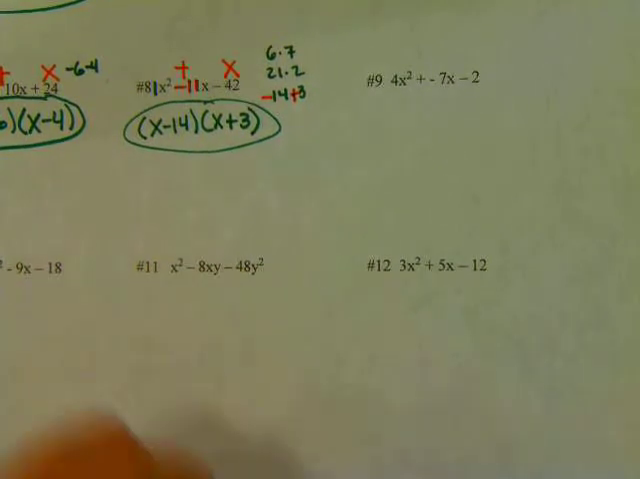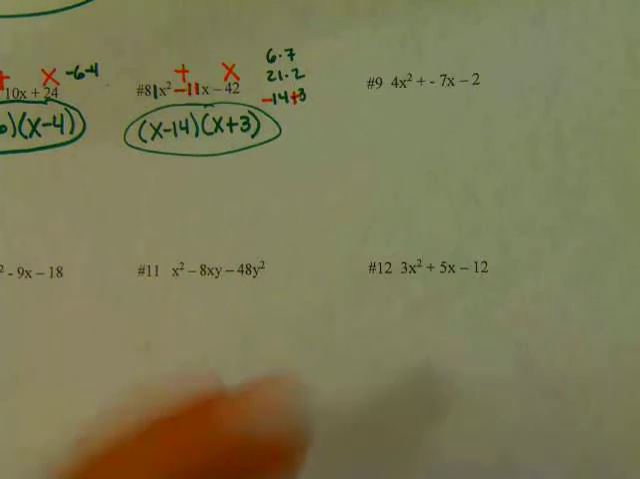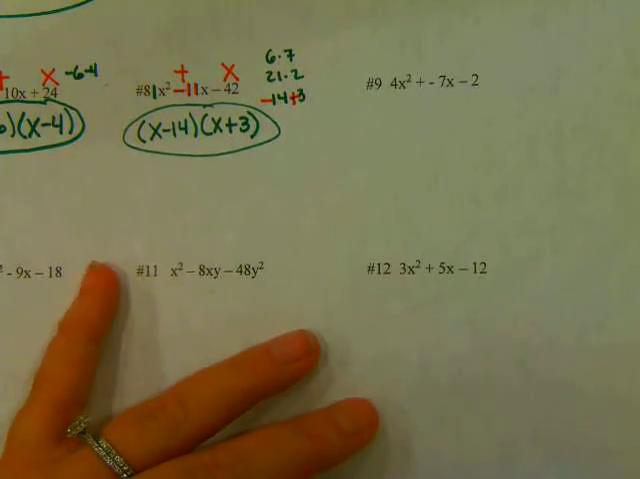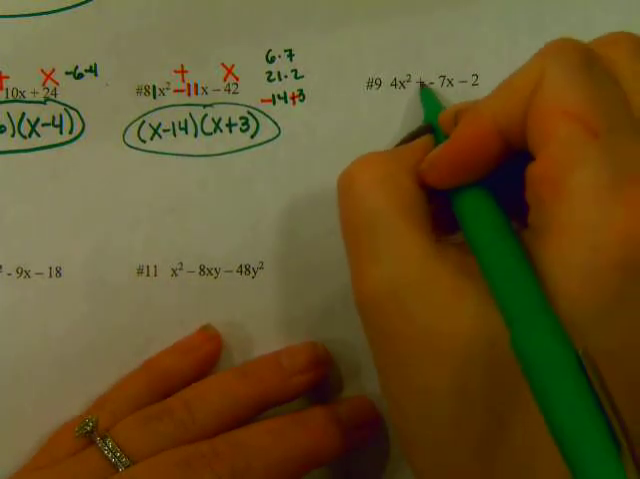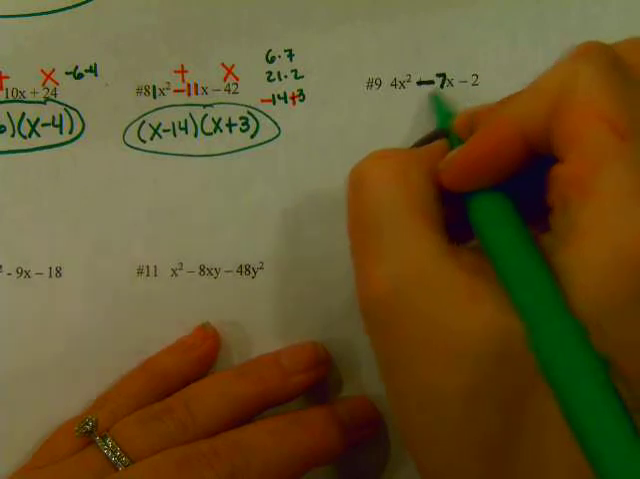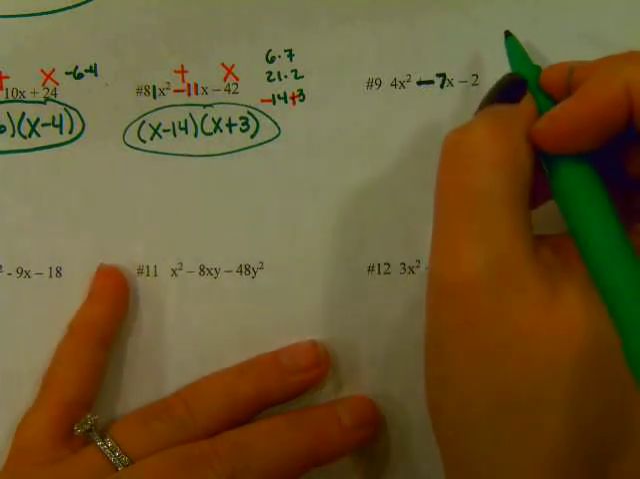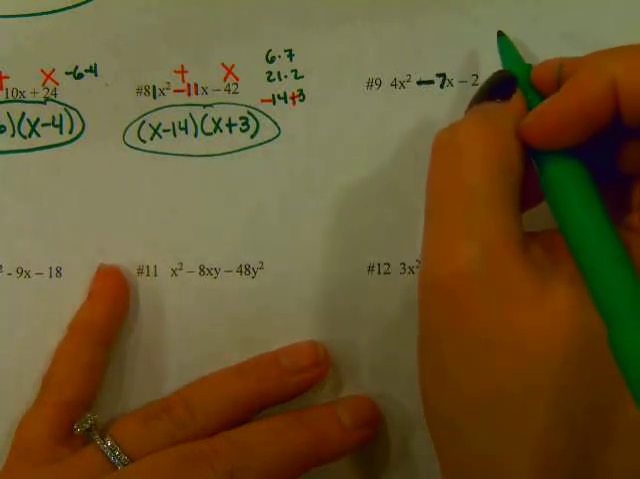So let's look at 9. There's no GCF here. It looks like, and I'm pretty sure this is supposed to be minus 7x, since it said plus negative, I think. So in this case, we're just going to do the t-chart.